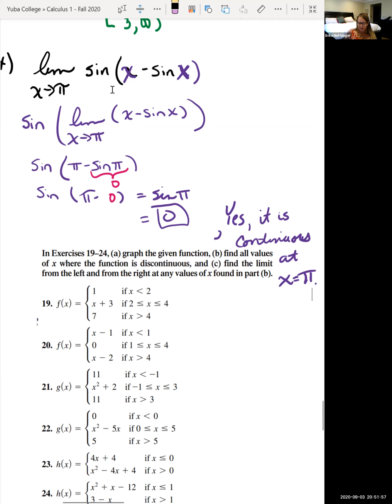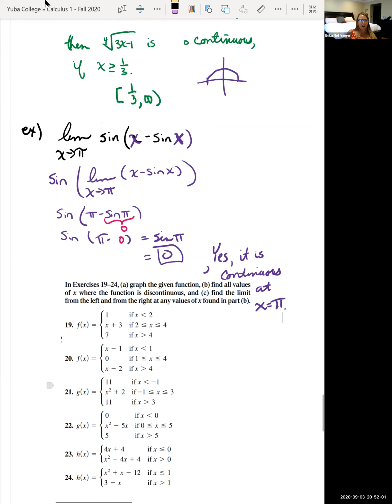Okay, so like I said, we didn't finish this. I thought I would, but we will finish that on Tuesday since Monday is a holiday and we won't have class.